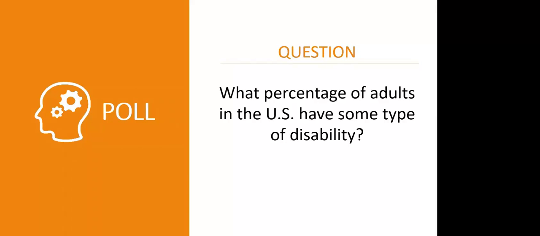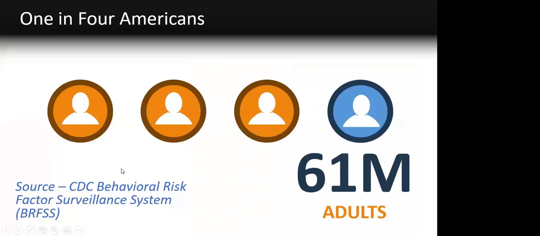Very good. Okay. So somewhere between 20, it looks like most people think 20%, and the next highest answer is 25%. Okay, very good. I think I'm going to blow your minds here a bit. I'm going to close this poll. The answer is 25%. And that is according to the CDC. So according to the CDC, that's 1 in 4. 1 in 4 Americans has some type of disability, as defined by the CDC, and that's about 61 million adults.